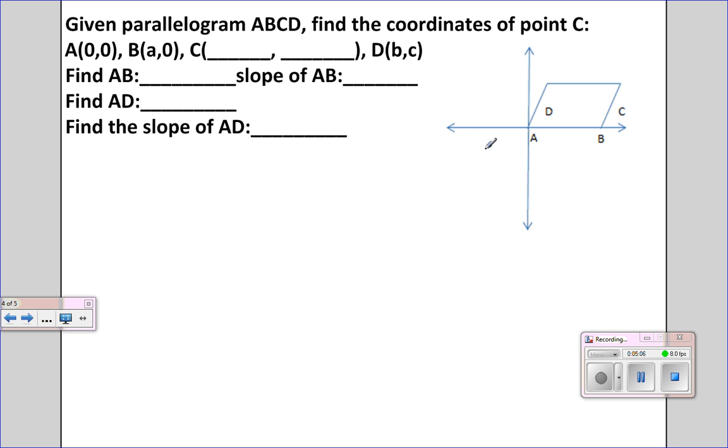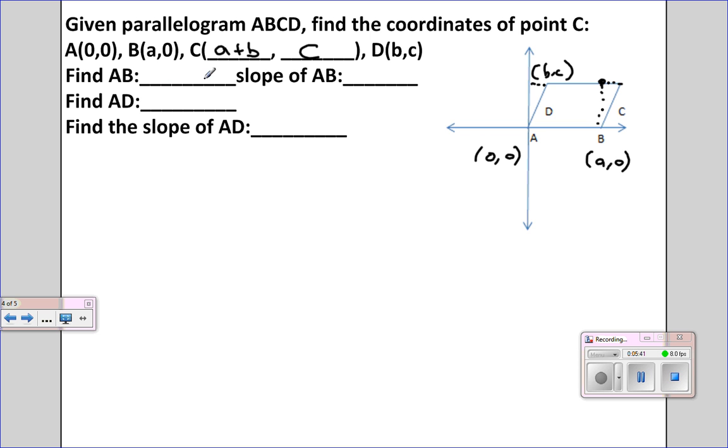So A is at 0, 0. B is at A, 0. C we don't know, but D is at B, C. And we want to figure out where C is first off. Okay, so go from A to B, you go over A. So this distance right here, from here all the way to B, is going to be the distance A. But we want to go a little bit more, and that's going to be the same distance right there. So the distance is going to be A plus B, comma, we're still up C.